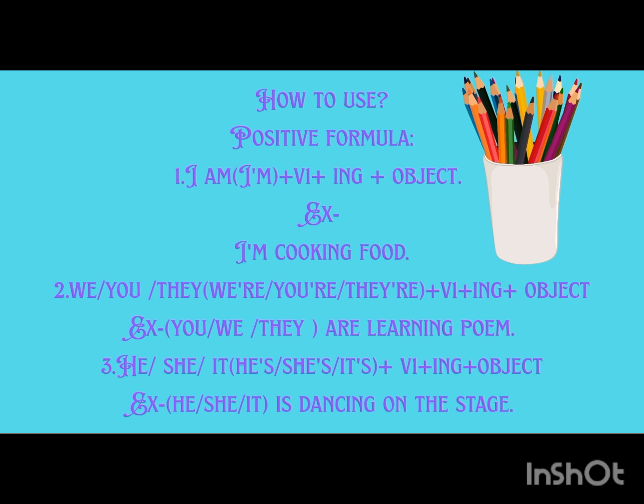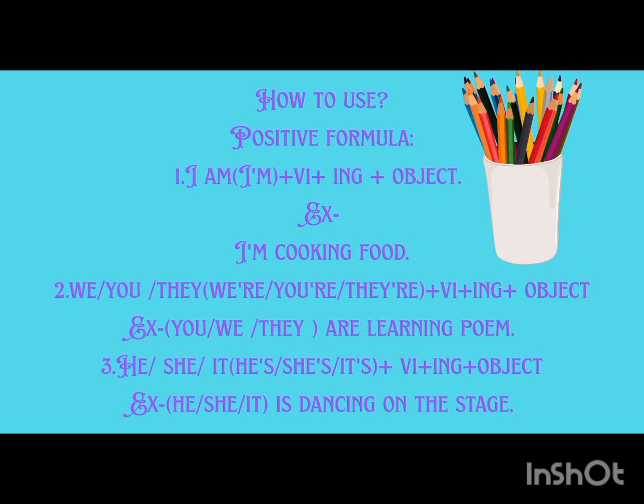Now use formula of positive sentences. First, for I we always use am, then first form of verb plus ing plus object. For example, I am cooking food. We, you, they, we use are, first form of verb plus ing plus object. For example, you, we, they are learning poem. He, she, it, we use is plus first form of verb plus ing plus object. For example, he, she, it is dancing on the stage.